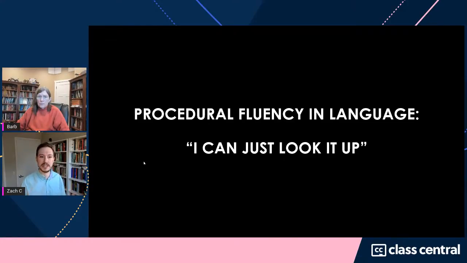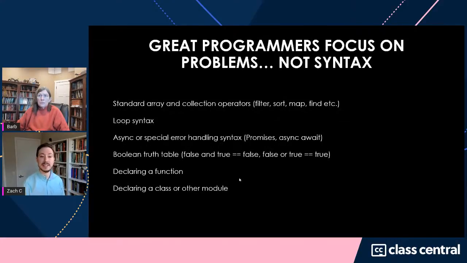They're not hung up on syntax. And that is invaluable as you advance further and further in your career. So ultimately, great programmers focus on problems, not on syntax.